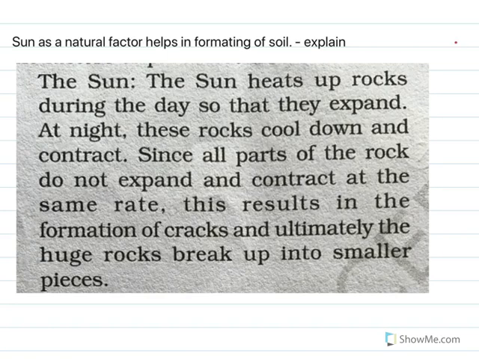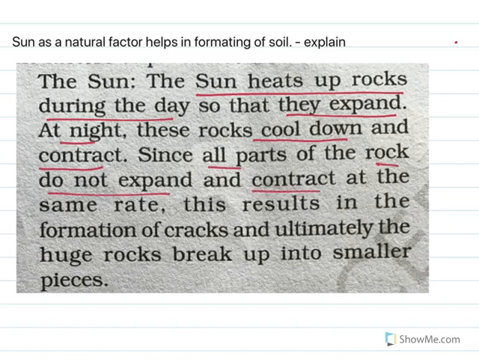Sun as a natural force helps in the formation of soil. Explain. The sun heats up the rocks during the day, so they expand. At night, these rocks cool down and they contract. Since all parts of the rocks do not expand and contract at the same rate, this results in the formation of cracks, and ultimately the huge rock breaks up into smaller pieces.